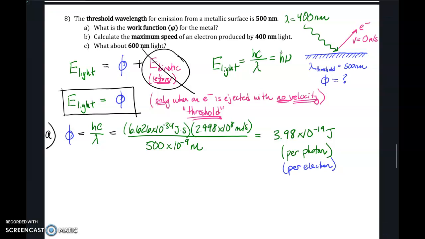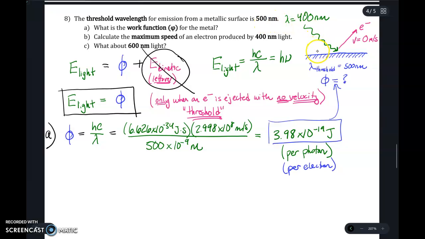Thinking about this conceptually, note that if we go to a shorter wavelength, right, 400 nanometers is shorter than 500 nanometers, that means we're going to have more energy in the light. So 400 nanometer light should have plenty of energy to match this work function that we just solved for, right? But that 400 nanometer light is going to have more energy than the 500 nanometer light had.